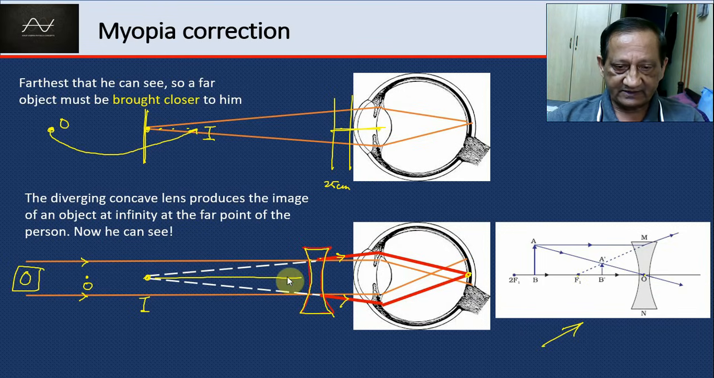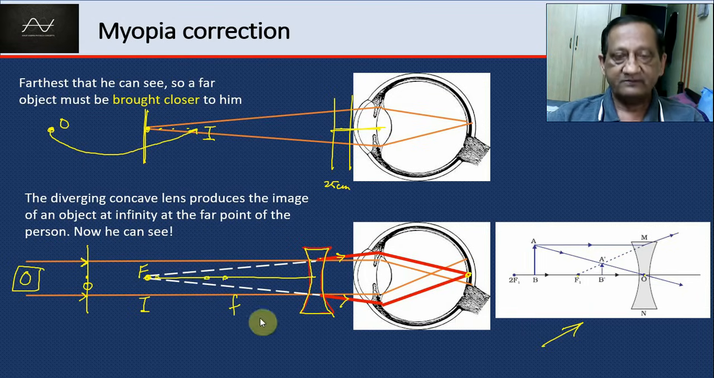This distance right now is the focal length of this lens. For a very far away object, the image is created at the focal point. If it is any closer, the image will be created between this focal point and the optical center. So somewhere here or here or here, wherever. So therefore we are fine. So we can design the lens, that is the focal length of the lens, based on his far point.